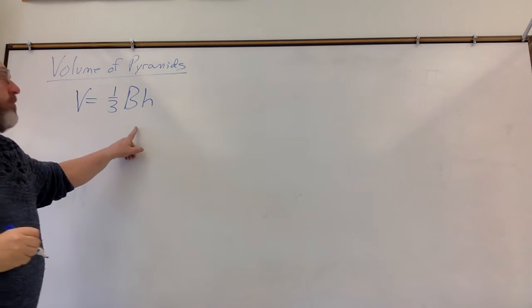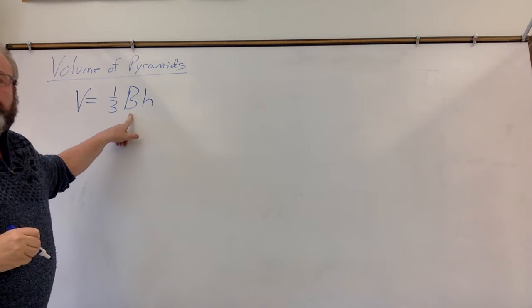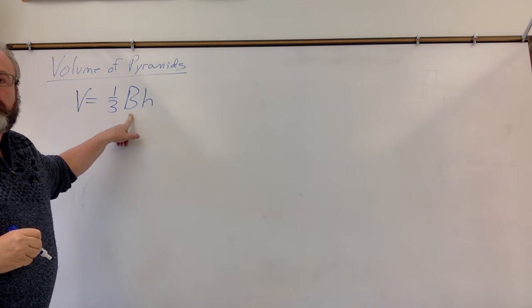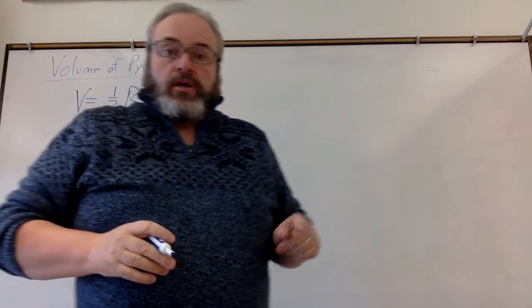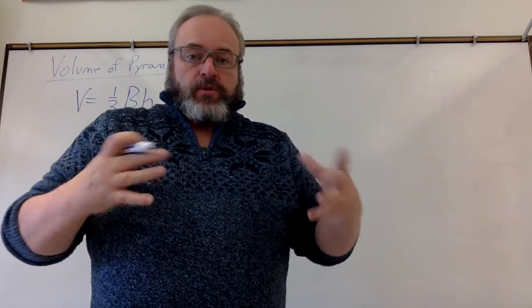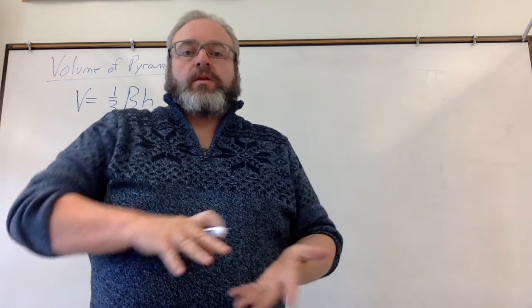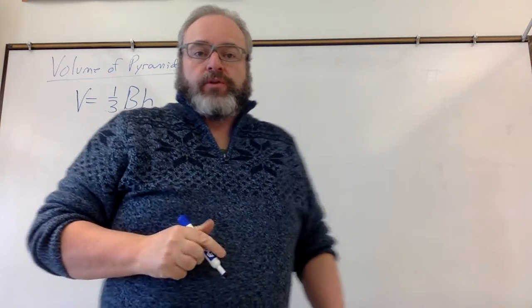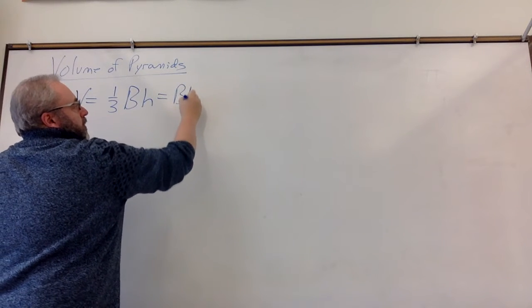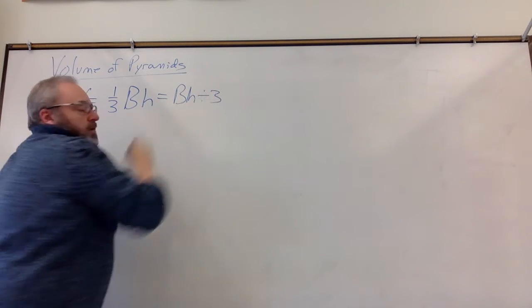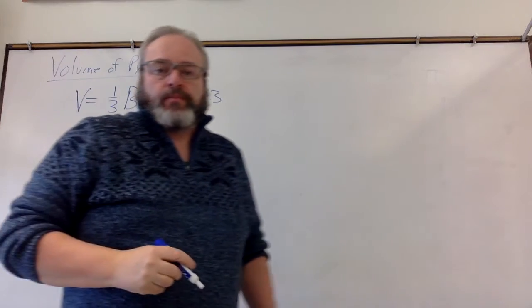Remember, we've been using capital B before. That stands for the area of the base. The key to this, since there are all kinds of different types of pyramids, is to figure out how to find the area of the base first, and multiply by the height, and find 1/3 of that, which you can do by taking the area of the base and divide by 3.